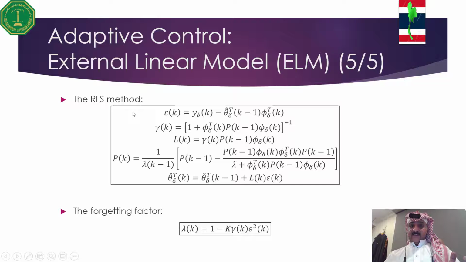If we use an adaptive filter, this method is well known from the adaptive filter course. What's the main equation? It is this one. We have a delta, which is the vector to be estimated, and this is the data vector. So data vector, parameter vector. This is the well-known equation for the RLS method.